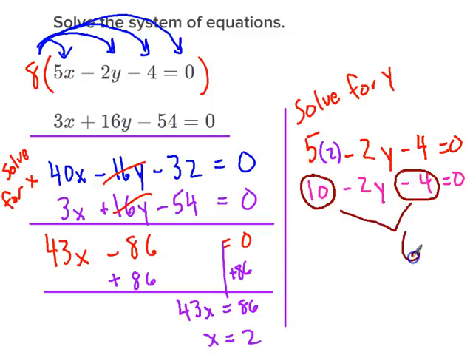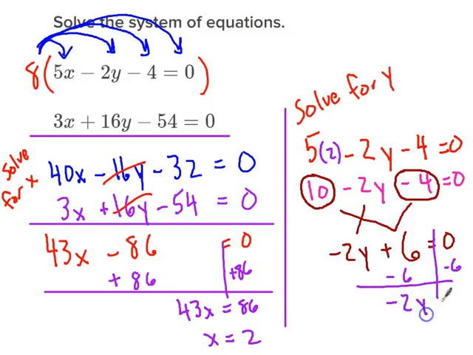10 minus 4 is 6, and it's positive 6, because there were more positives in the 10. And I need to bring the negative 2y straight down. That's equal to 0, and subtract 6. Negative 2y is negative 6. That means y is equal to 3 after I divide by 2.